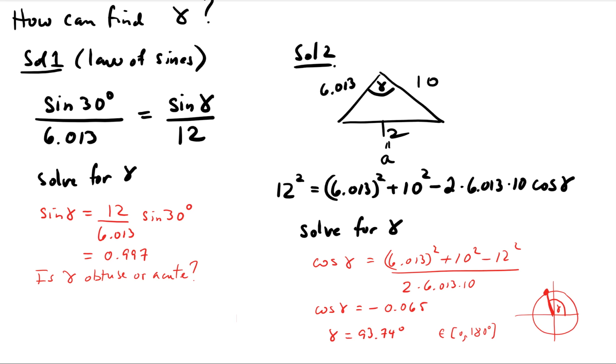Now we know it's obtuse from the previous answer. So actually here you see that we know that gamma would actually be 180 minus the arcsine of 0.997, and that's going to give us approximately the same answer, 93.74 degrees. So this solution 2 here would be actually preferable, especially in this case because gamma is very close to 90 degrees. Very hard to tell whether it's acute or obtuse.